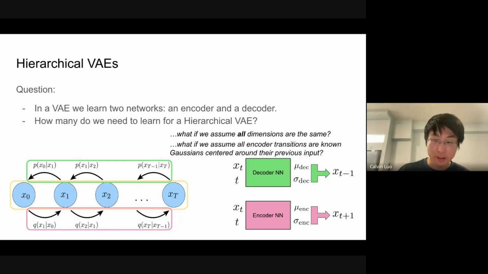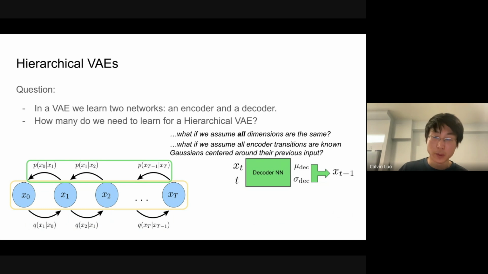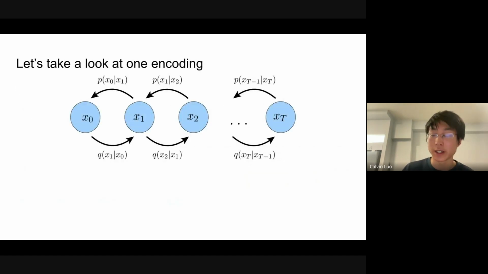Now, let's take another leap of faith and make another assumption. What if we assume that all the encoder transitions are known Gaussians that are centered around their previous input? If these encoder transitions are known Gaussians, known in that we know their parameters and don't need to learn them, that means the encoder is no longer something that we need to learn. Then the only thing we need to model is a decoder neural network. Let's take a look at what making that assumption will give us.